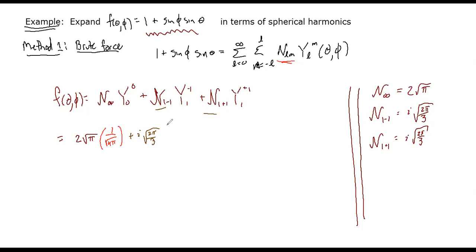And then I can look at what Y1 minus 1 is. Again, that was 1 over 2, root, everything's in the square root, root 3 over 2 pi, sine theta, e to the i phi. So that was a plus, oops, sorry, we did minus first. So that's a minus.